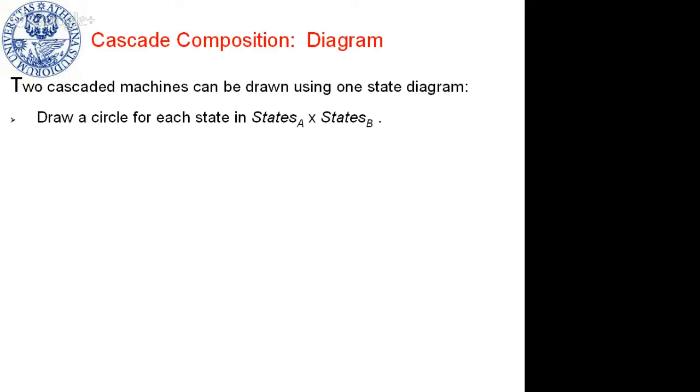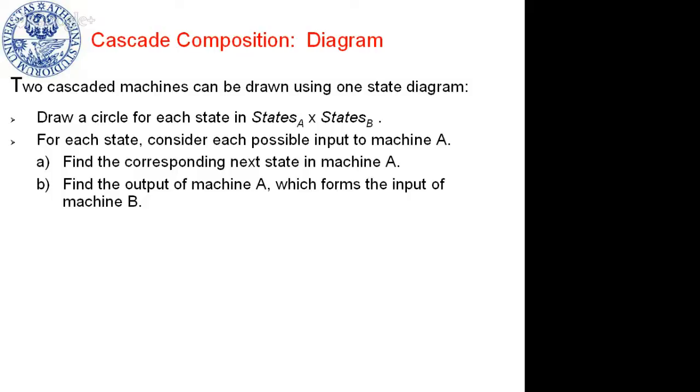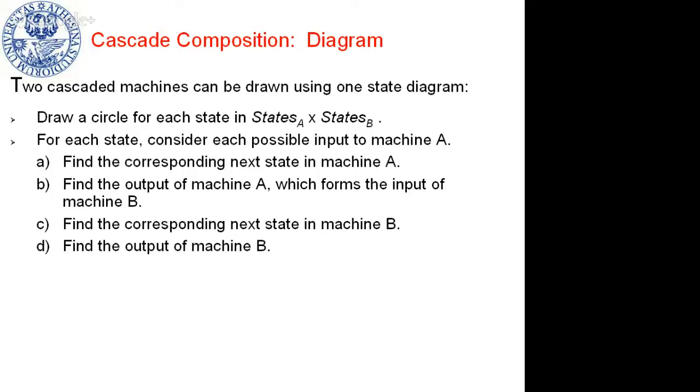Okay? So, this is almost equivalent to the procedure that is given here. Although, you will notice that I'm not computing all the possible states of the composition as it is recommended there. There it is recommended to compute all the possible combinations of any state in A with any state in B, and this will be all the possible states for the composite, and to draw a circle for all of them. And then for each state, consider all the possible inputs to A, find the corresponding next state for A, find the corresponding output of A, which becomes the input to B, find the corresponding next state to B, and the output of B. Now, the output of B is also going to be the output of the composition, and the next state of A, next state of B, is going to be the next state for the composition.